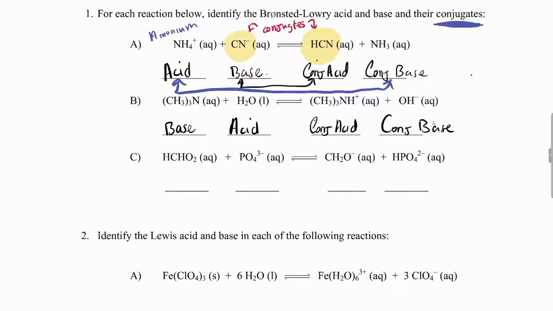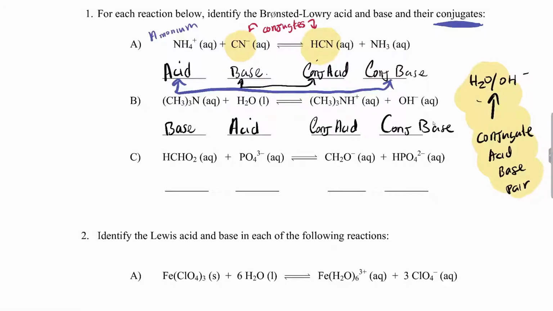Sometimes you'll see it written like this. You'll see that H2O, OH-. These two are examples of a conjugate pair, a conjugate acid-base pair. Meaning they are one proton from becoming each other, right? So if H2O loses a proton, it becomes hydroxide, and if hydroxide picks up a proton, it becomes water. So this is what we call a conjugate acid-base pair.